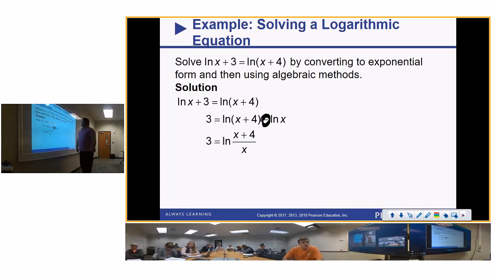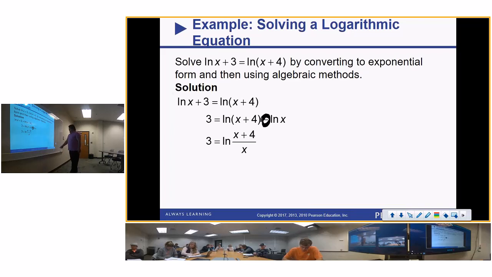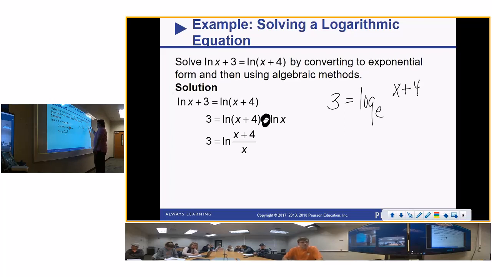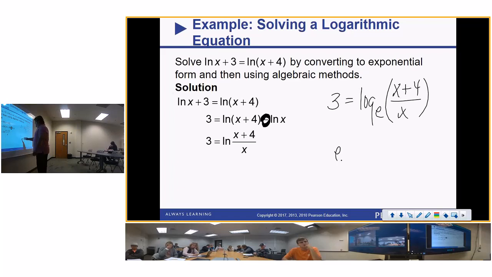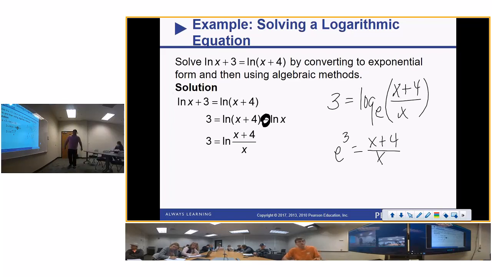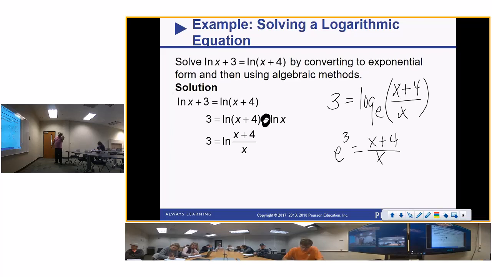And now you've got 3, and rewrite. I'm going to rewrite this because that natural log will throw you off. 3 is equal to log base e of x plus 4 over x. Now what? E to the 3rd is equal to what? Now what do you have? A regular what? Algebra equation. Multiply both sides by x and solve for x.